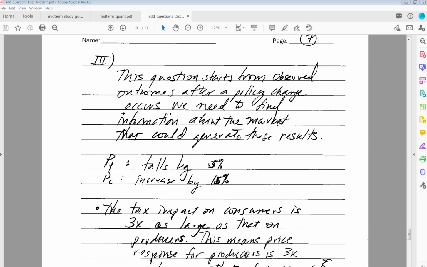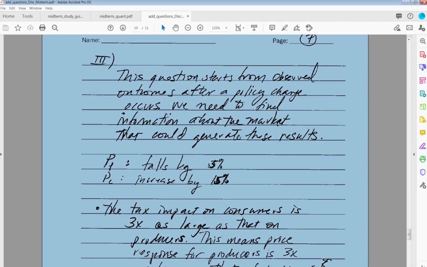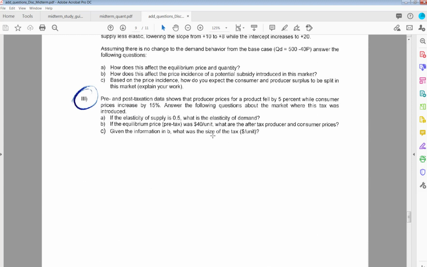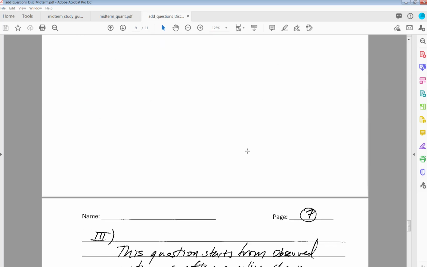Okay, let's use these notes and work, and I'll talk through them to show you how I worked backwards through this information to answer the questions. So, first question: if the elasticity of supply is 0.5, what is the elasticity of demand?